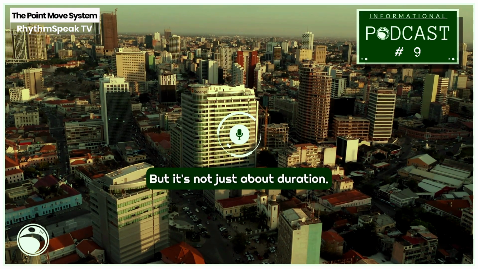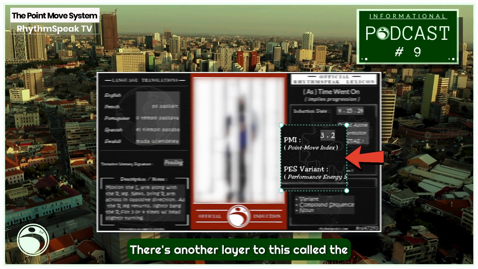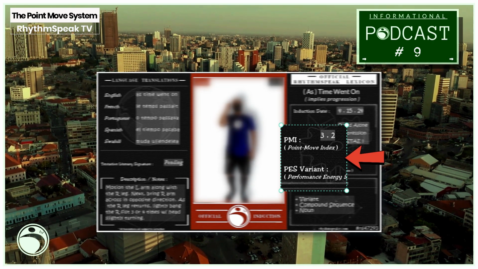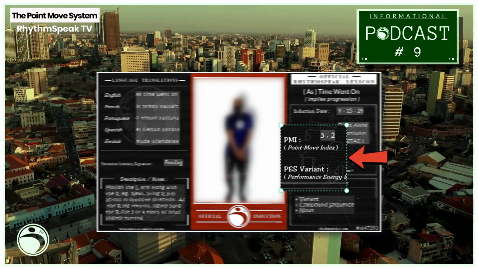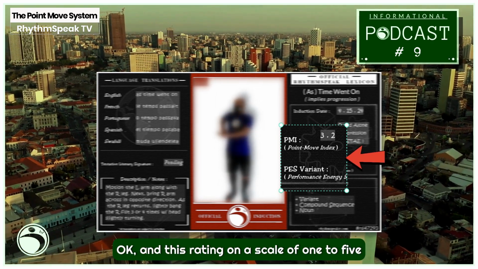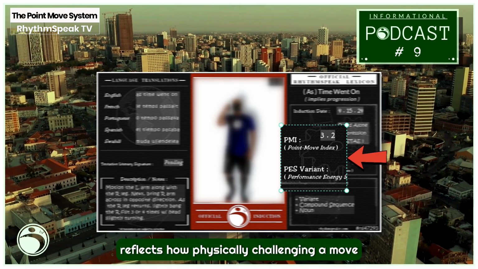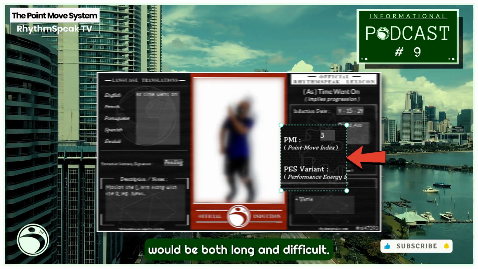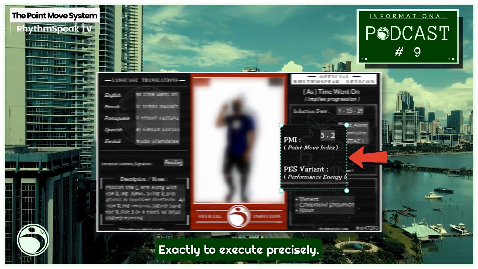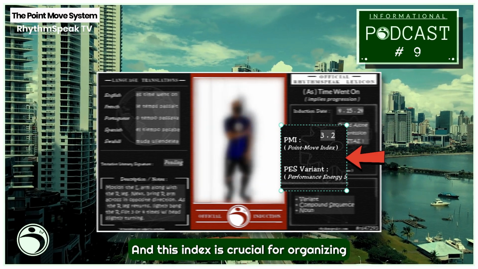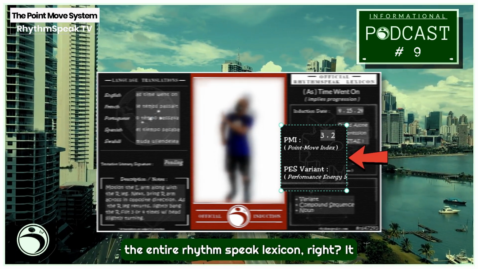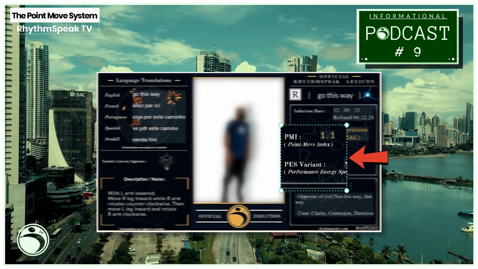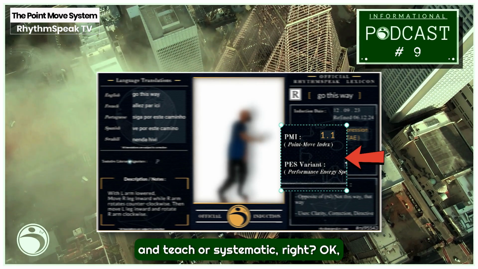But it's not just about duration. There's another layer to this called the point move index. This is where it gets a little more complex. The point move index combines the point value with a complexity rating. This rating, on a scale of 1 to 5, reflects how physically challenging a move is to perform. So a move with a high point move index would be both long and difficult to execute. This index is crucial for organizing the entire RhythmSpeak lexicon. It allows moves to be categorized and retrieved based on their duration and complexity, which makes it easier to learn and teach, and more systematic.